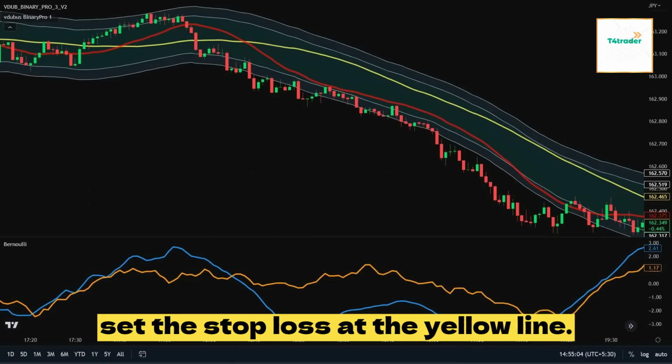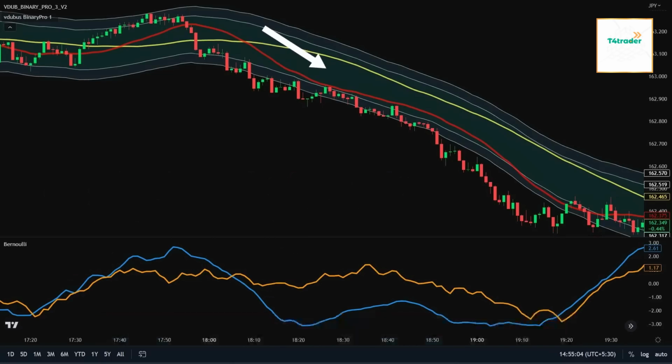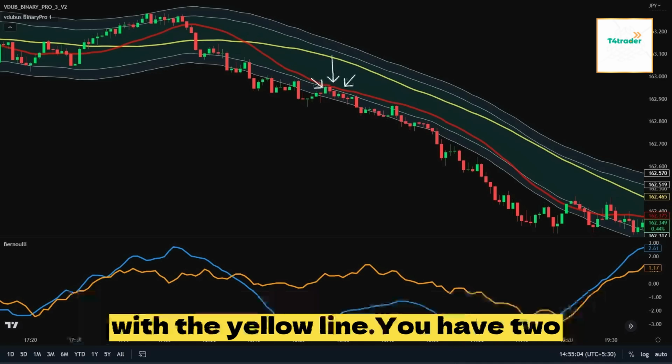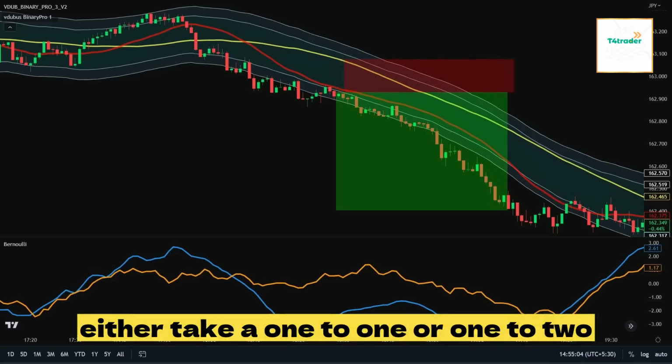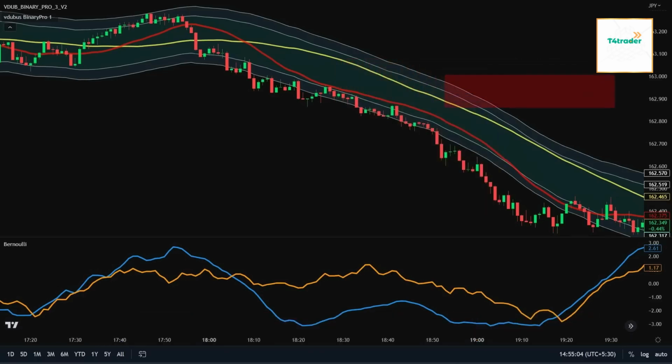It's crucial to set the stop loss at the yellow line. As the market moves in our favor, we will gradually move our stop loss down with the yellow line. You have two options for booking profits. You can either take a 1-to-1 or 1-to-2 risk-to-reward ratio.